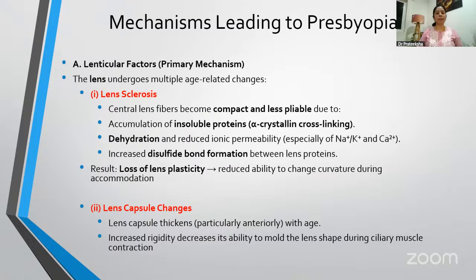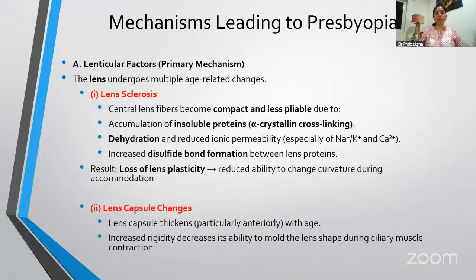First is lenticular factors, the primary mechanism. The lens undergoes multiple age-related changes. First is lens sclerosis. So, central lens fibers become compact and less pliable. Accumulation of insoluble proteins like alpha-crystallin crosslinks, dehydration, and reduced ionic permeability, especially sodium, potassium, and calcium channels, and increased disulfide bond formation between lens proteins.